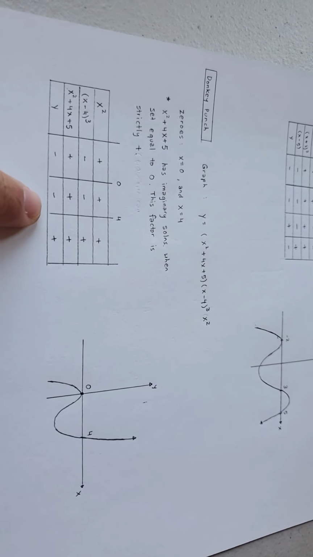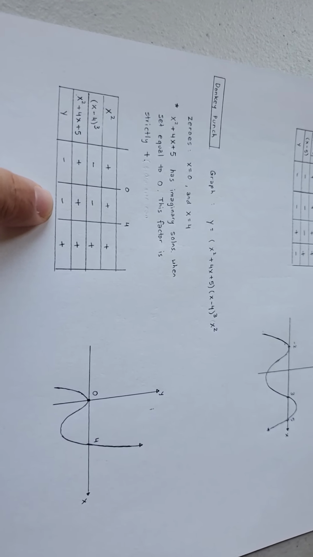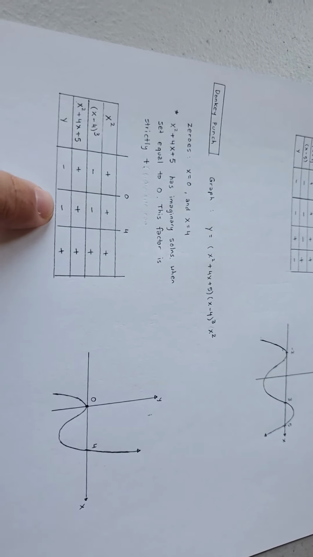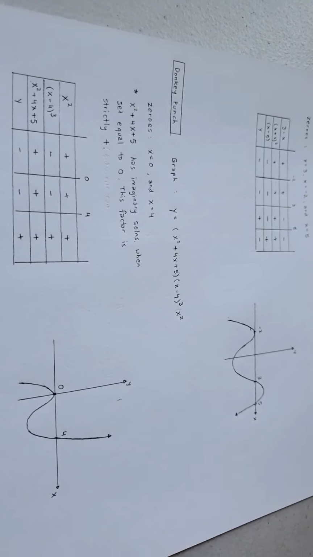Afterward, at x equals 4, you are going to have a 0, but more importantly, you have a sign change. So you go from negative to positive. The graph goes from negative to positive as over here.